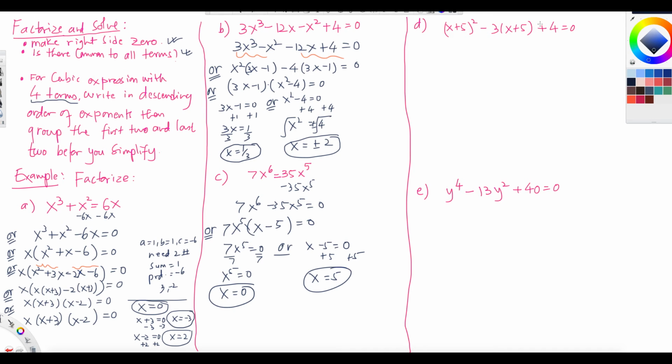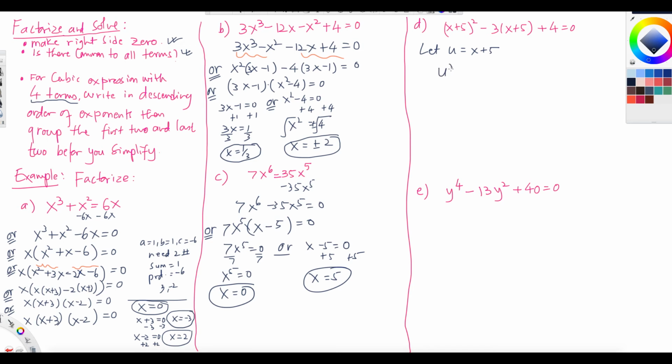And then just apply the quadratic formula, or you can use factorization, okay? The other, easier way is, let us take this as some u, okay? Let u equal x plus 5. Then what do you get?